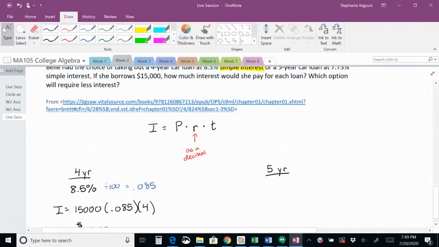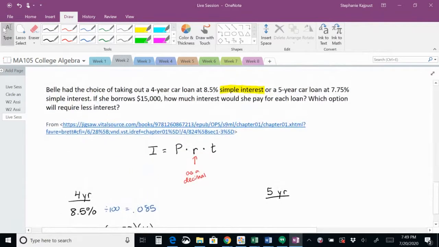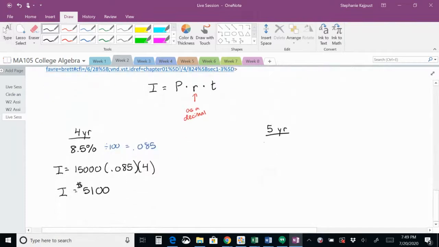Now, the 5-year is 7.75%. So it's going to be the same sort of thing.